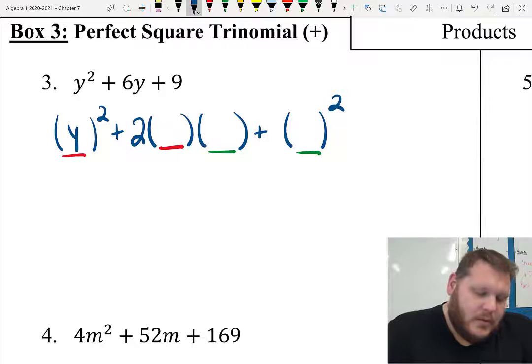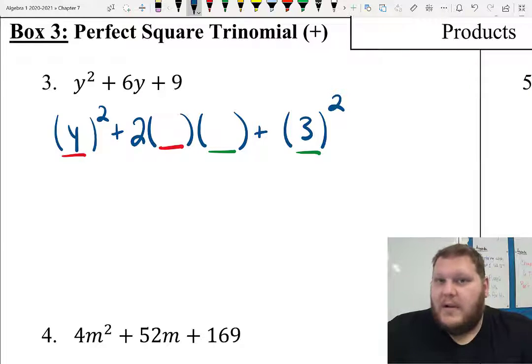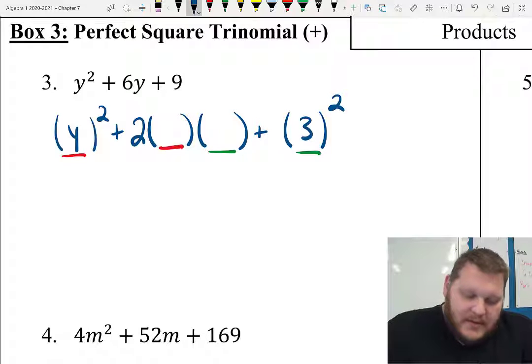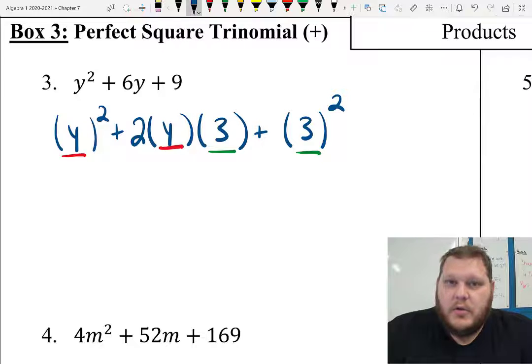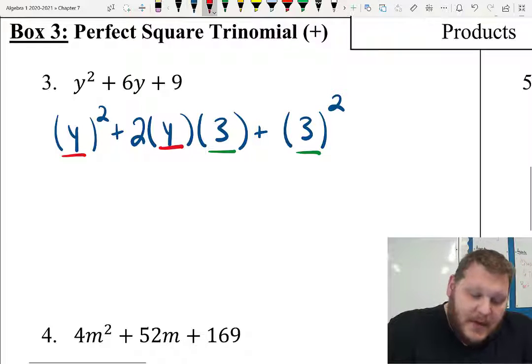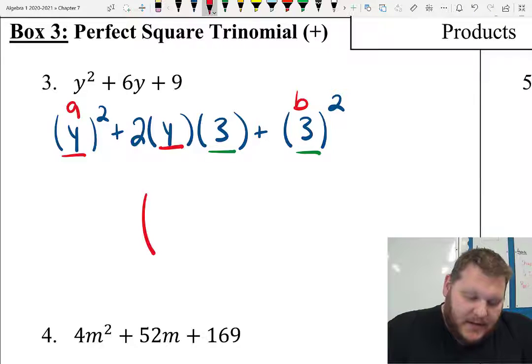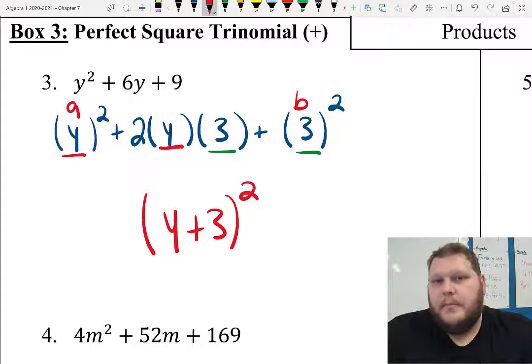Here again, it's easy. y squared is y squared. 3 squared is 9. So that means if this pattern holds true, my middle term should be 2 times y times 3, which if you multiply those out, you do end up with 6y. So this pattern does fit. That tells me my a is y, my b is 3. So this factors out into y plus 3 parentheses squared.